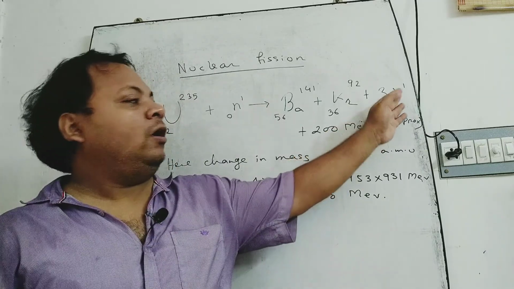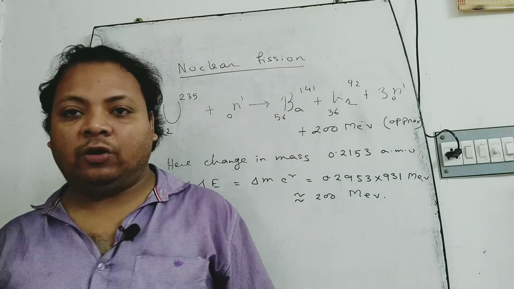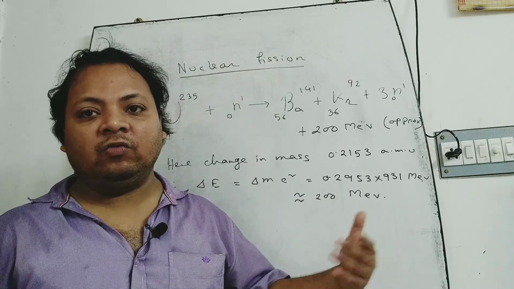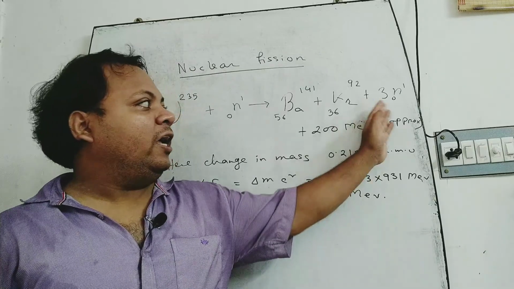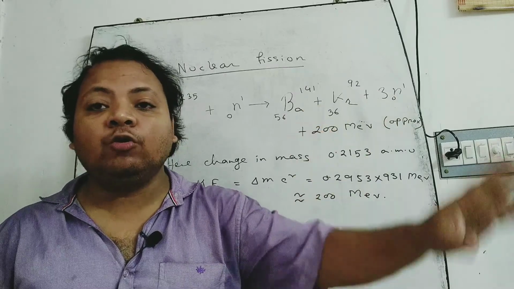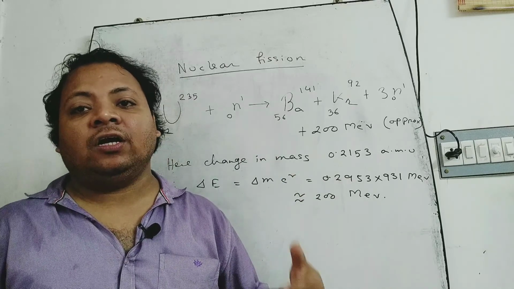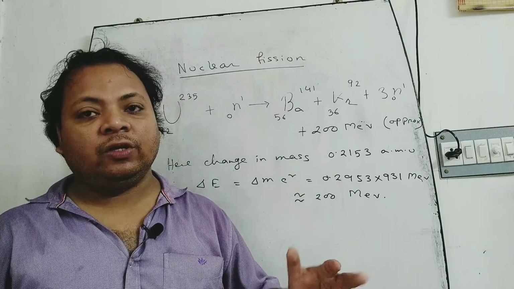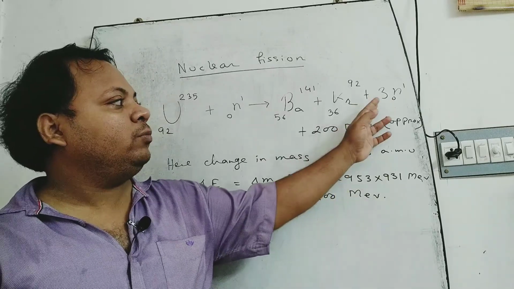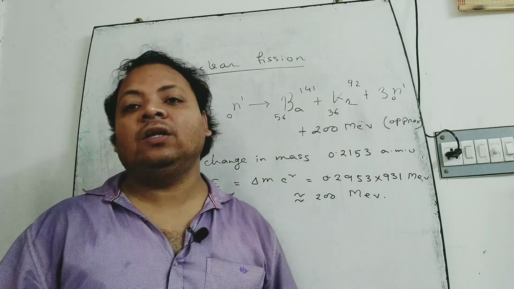We can use these neutrons, that is the product neutrons, for another nuclear fission reaction. To transform these fast neutrons into slow neutrons, we can use a moderator. Graphite and heavy water are used as moderators, and by this moderator we can transform these neutrons into slow neutrons, or thermal neutrons.